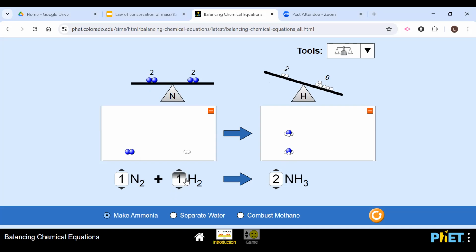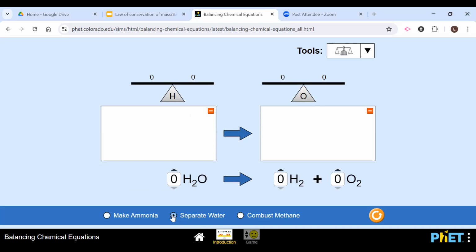How many of these do I add to get 6 here? You see that? So I do this, then I do this. Now this is balanced. Only the coefficient is changed here. Okay, now this follows the law of conservation of mass. Let's do another one. I want you to pause the video and try this. Type in PhET simulation, balancing chemical equations. I want you to do it. If you start with this, it will be so easy for you. If not, you'll find it very difficult.